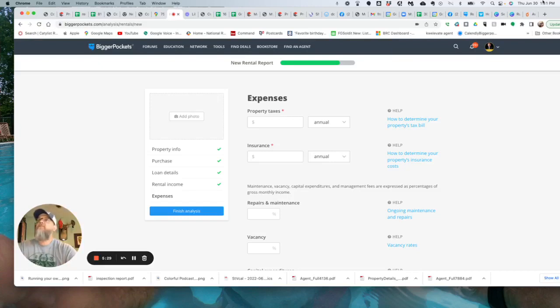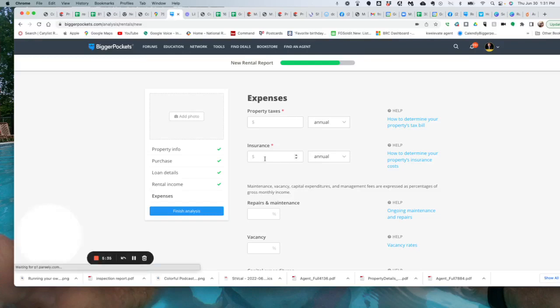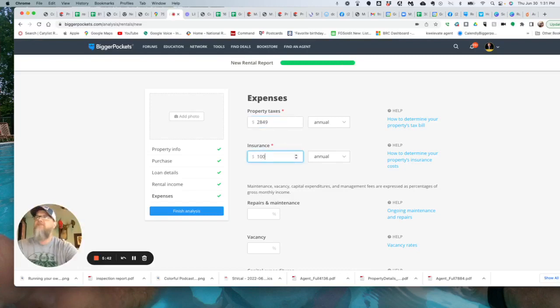But for today's purpose and to speed things along, I'm jumping back over here and I see the taxes are $2,849. So jump back into the BiggerPockets piece and they're $2,849. Insurance on this property, I'm going to throw in $1,000.